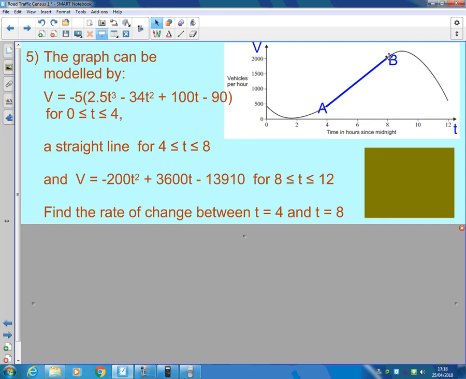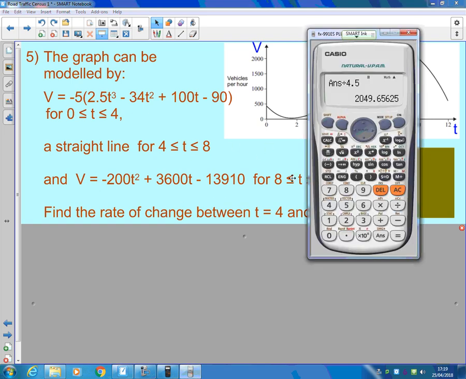Now, to work out the gradient of the line, I need to know what these two points are at the end of the line. Now, this doesn't tell me it, but this and this, though, because point A is not only on the straight line here, it's also on this curve here. So I need the first curve, because it goes up to 4. I need to put 4 into this, and that will give me the v coordinate at A. I know that the t coordinate is 4. I need to know what the v is here. So I just sub it in there.